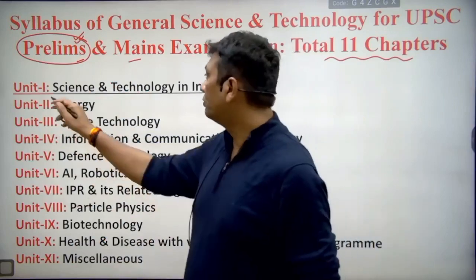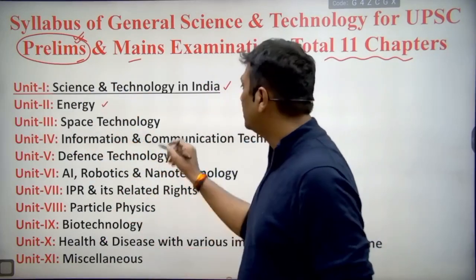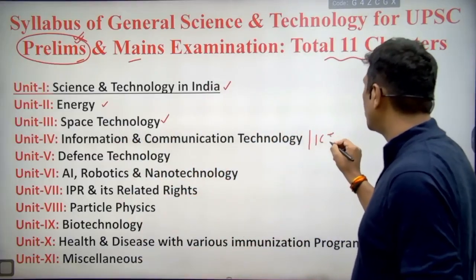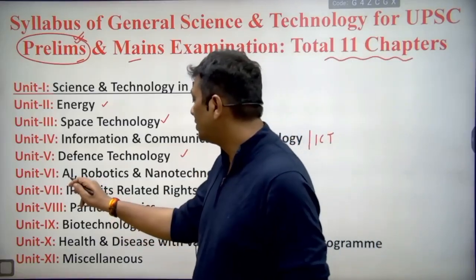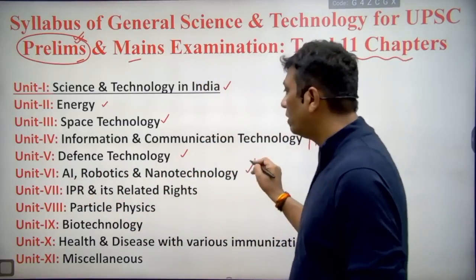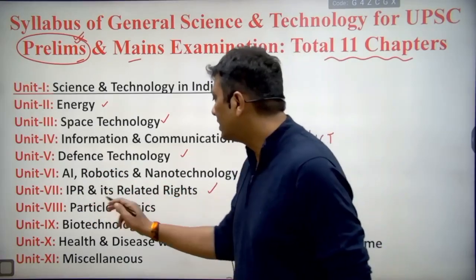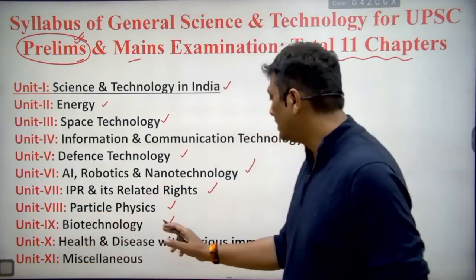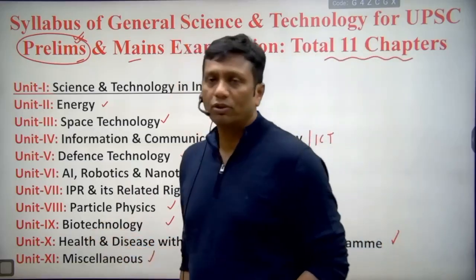See, guys, the first chapter is science and technology in India. Second chapter is energy. Third chapter is space technology. Fourth is information and communication technology. Fifth is defense technology. Sixth is artificial intelligence, robotics and nanotechnology. Seventh is intellectual property rights and its related rights. Eighth is particle physics. Ninth is biotechnology. Tenth is health and disease with various immunization programs, and the 11th is what? That is a miscellaneous topic.